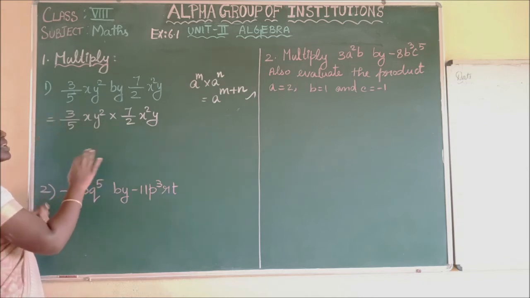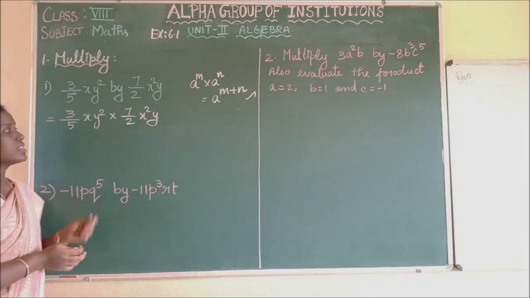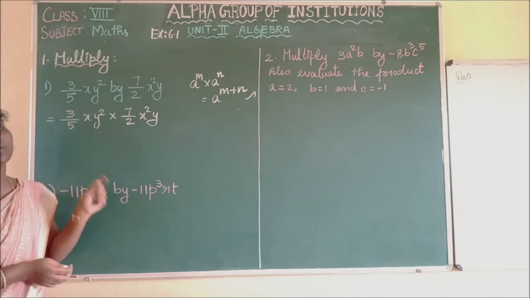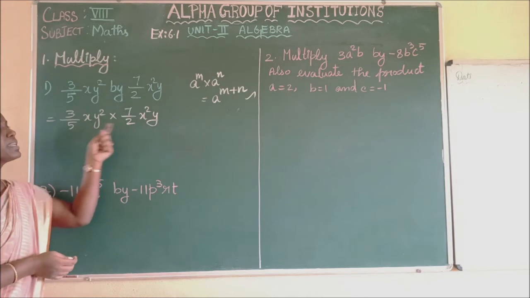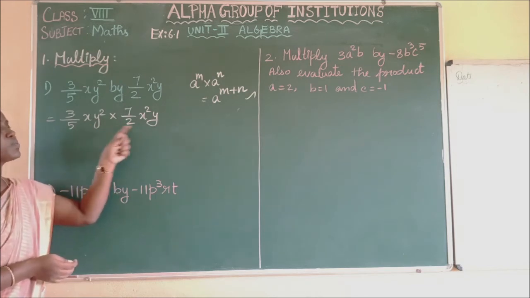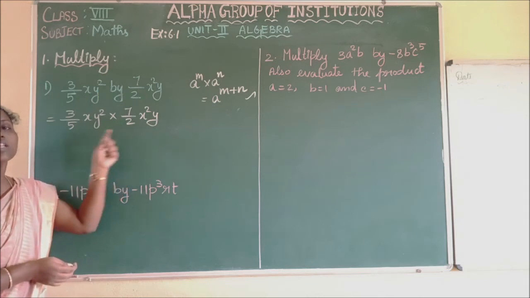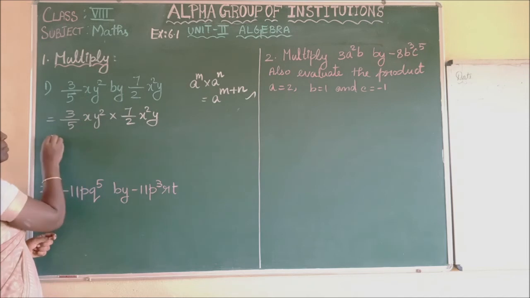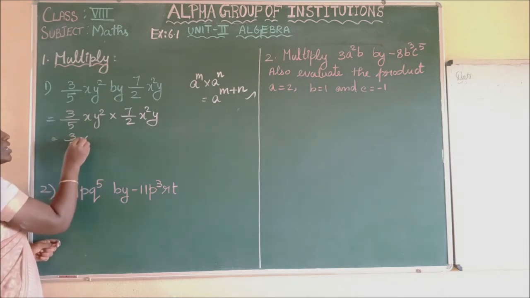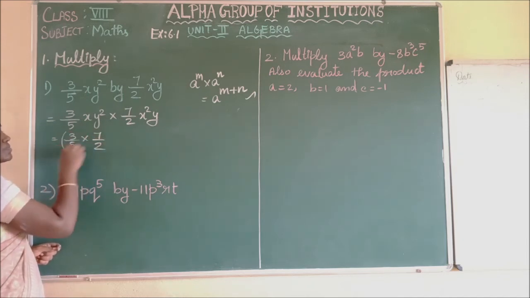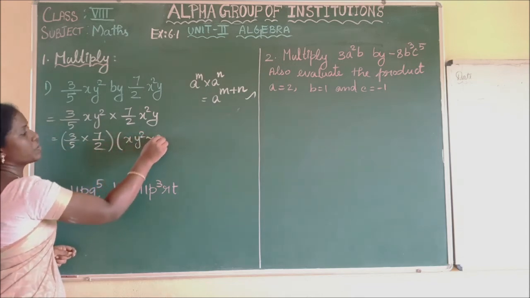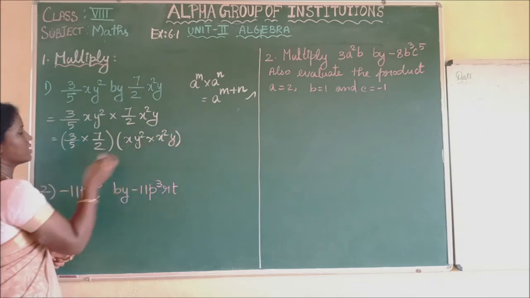Now, see here we are having some variables and numbers. The arithmetic number will be multiplied with the arithmetic number and the variable should be multiplied with the variable. Here we can multiply the same variables. x will be multiplied with x, y will be multiplied with y. Like that you have to multiply only the same variables. First, let me multiply the numbers: 3 by 5 into 7 by 2. And what is the next thing we are having? xy square into x square y.